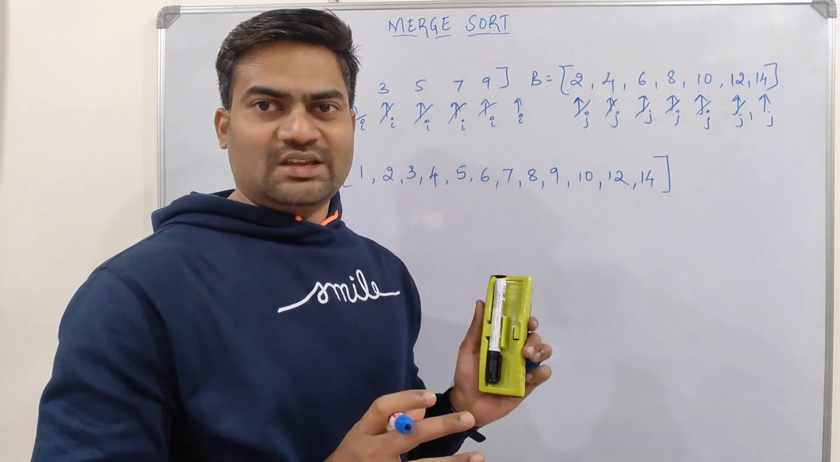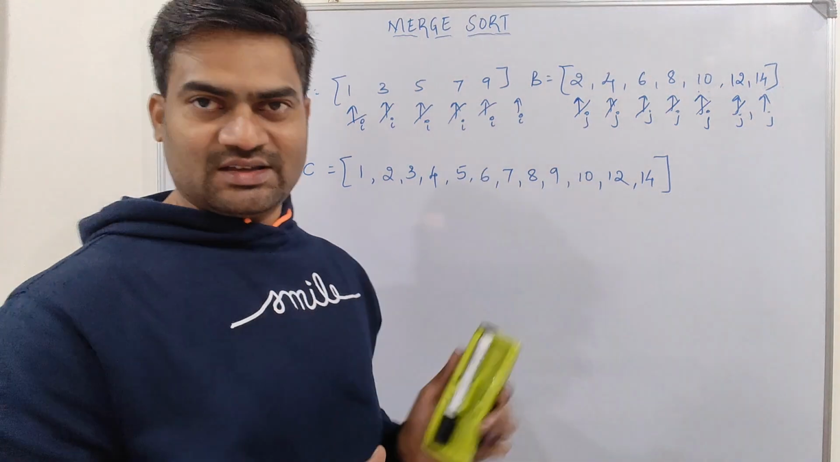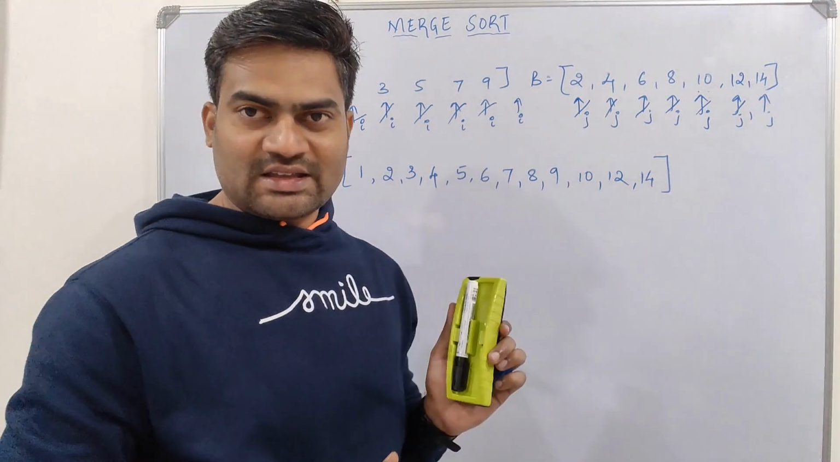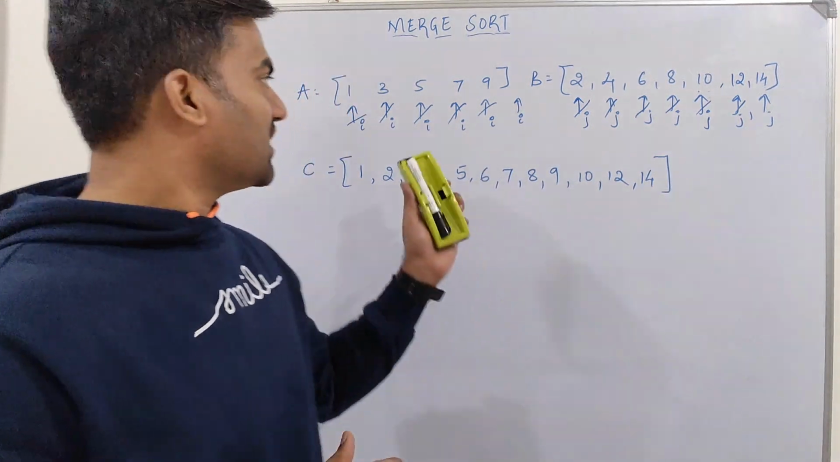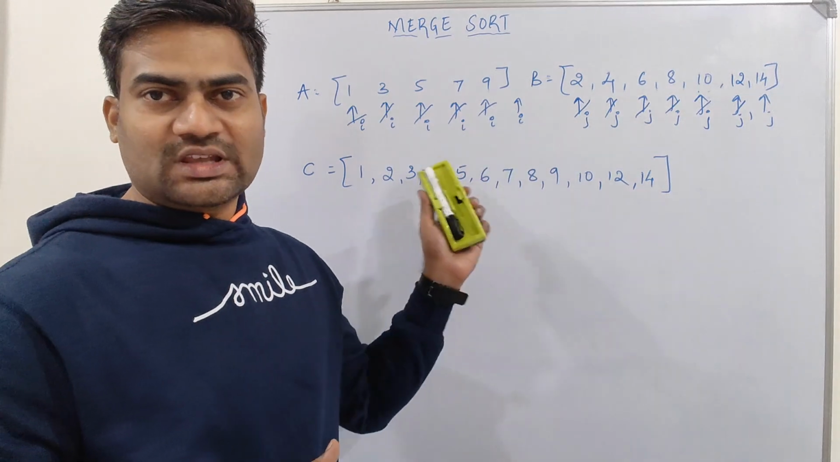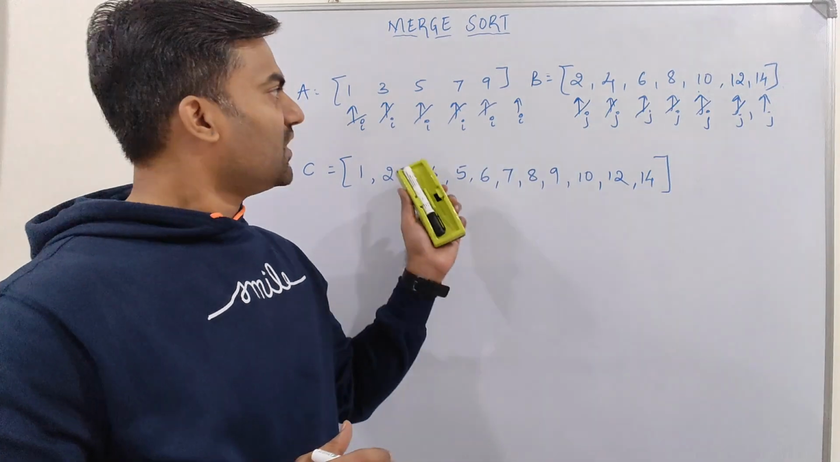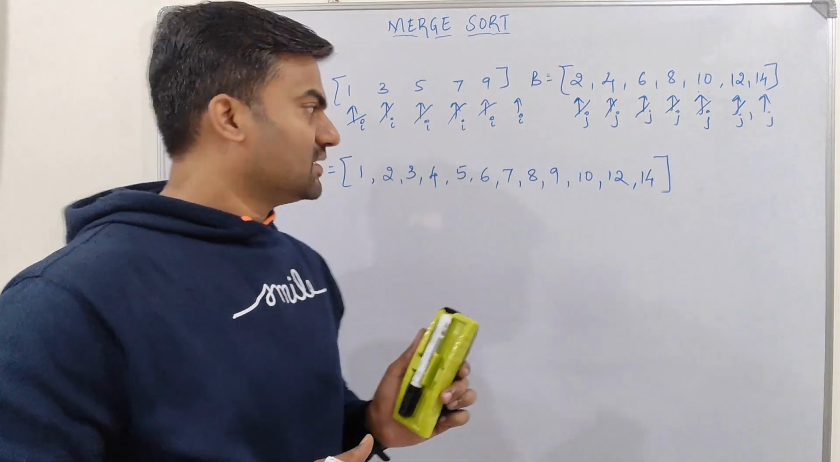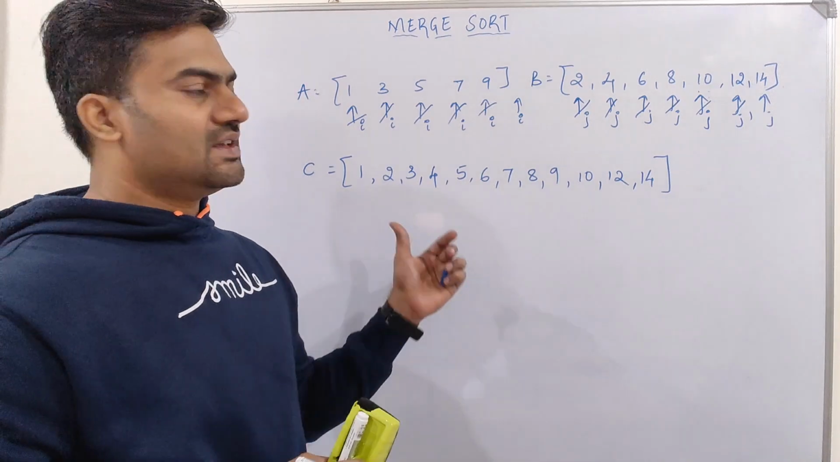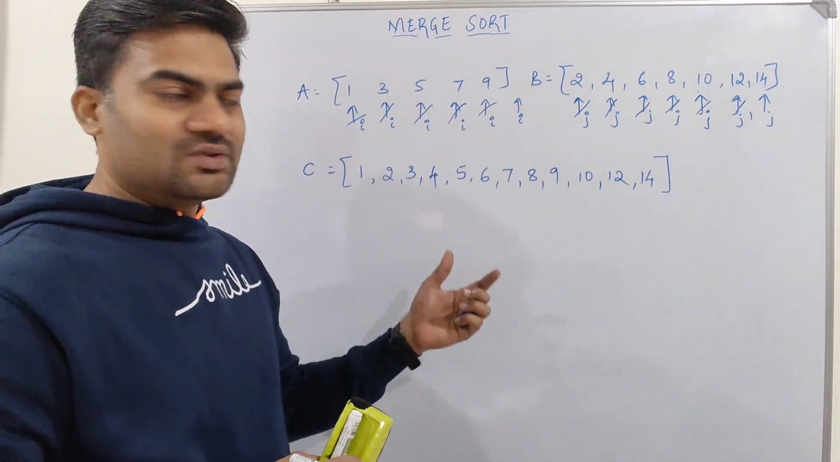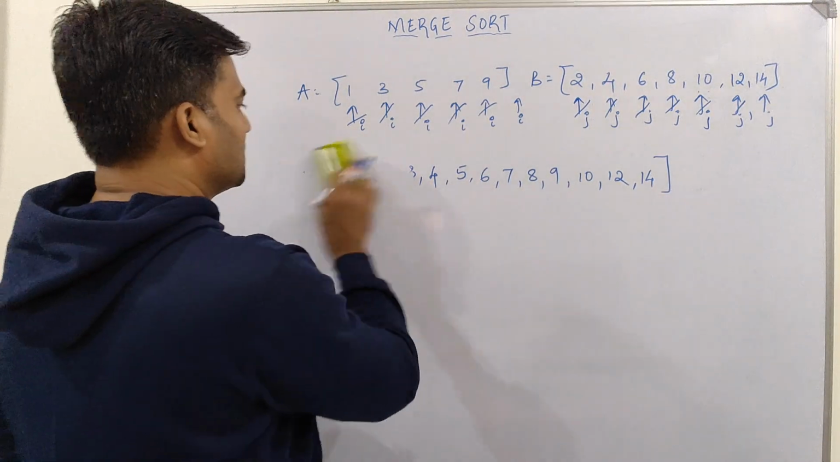Otherwise, we don't get the proper sorted merged array. That's why the prerequisite is that both the arrays should be sorted arrays. Okay, so this is the dry run. Let us try to look into the pseudocode.